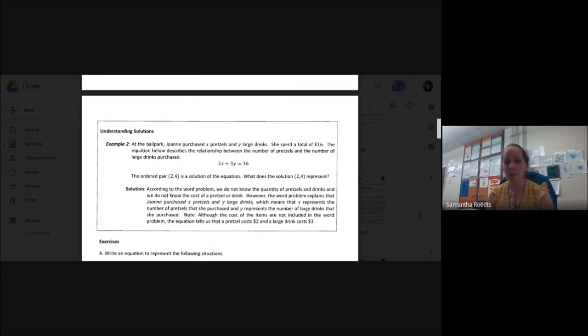So according to the word problem, we don't know the quantity of pretzels and drinks, but we do know how much the pretzels cost and how much the drinks cost. However, the word problem explains that Joanne purchased X pretzels and Y large drinks, which means that X represents the number of pretzels that she purchased and Y represents the number of large drinks that she purchased. We can also note that although the cost of the items are not included in the word problem, the equation tells us that the pretzels cost $2 and a large drink costs $3.